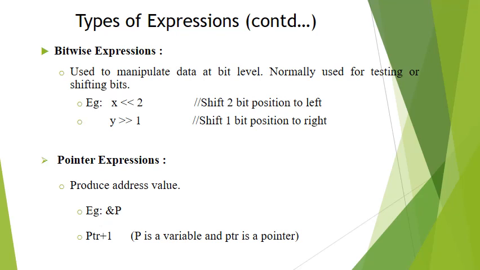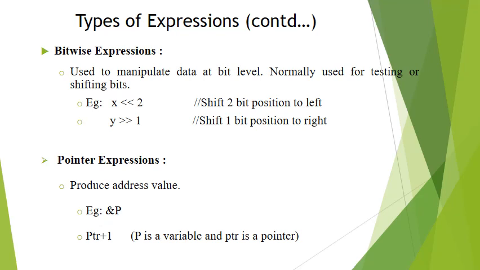The second example is y >> 1. The double greater than symbol is known as the right shift operator. It will shift the value of the variable y to the right by 1 bit. Okay. So these are the examples for bitwise expression.